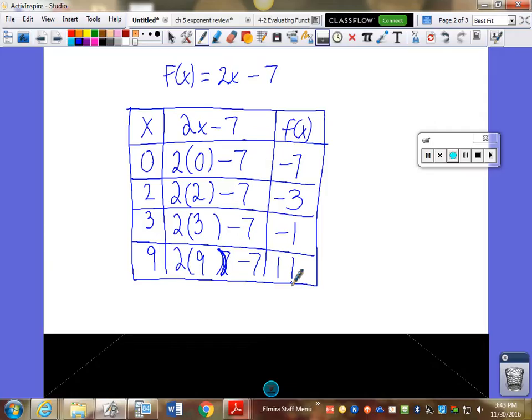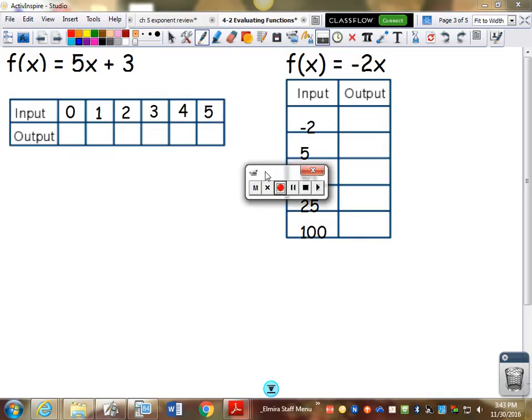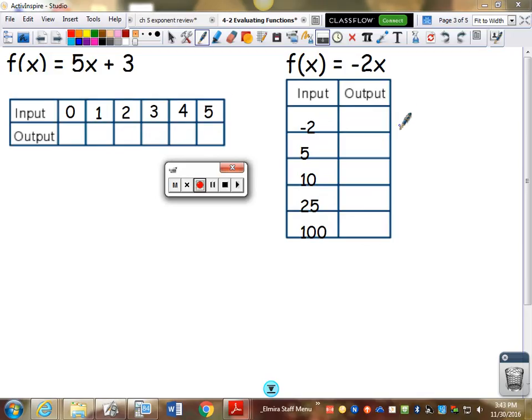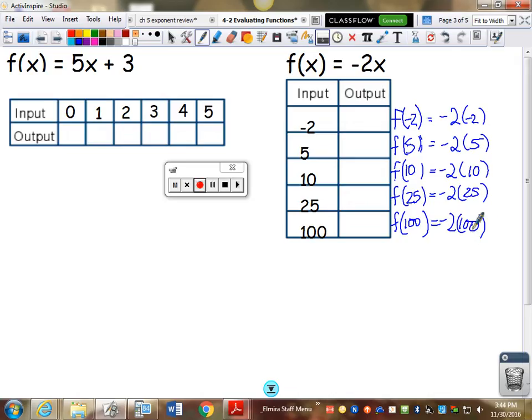You'll have a couple of those on your homework. But you'll also have them like this where they don't have that middle column. Like this one over here on the right does not have that middle column. So you're just going to do the work off to the side. F of negative 2. Okay, so my values are negative 2, 5, 10, 25, and 100. Okay, then I'll put the answers here in the box.